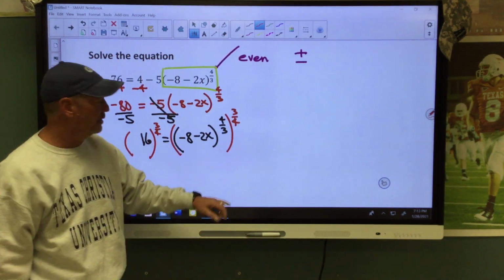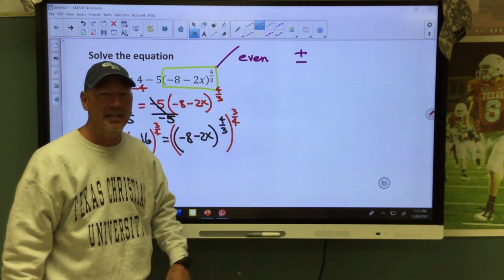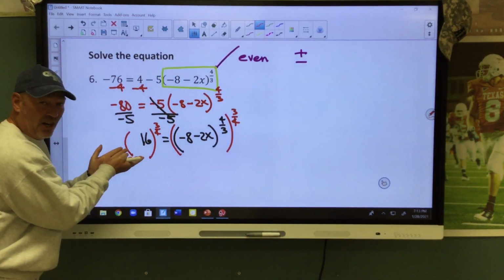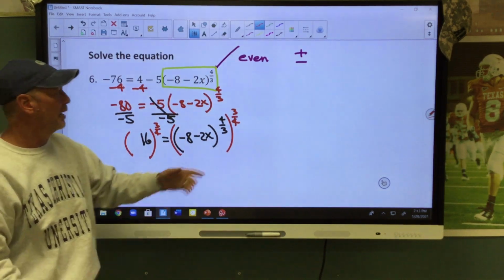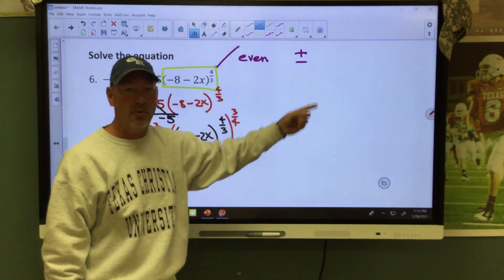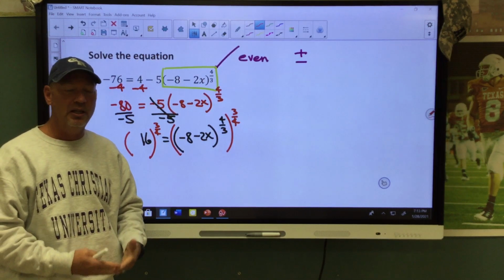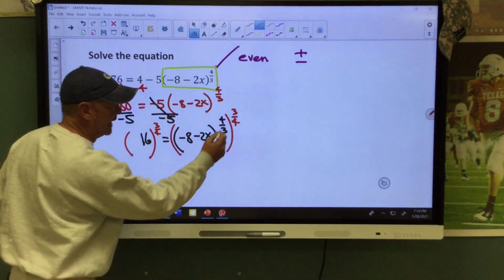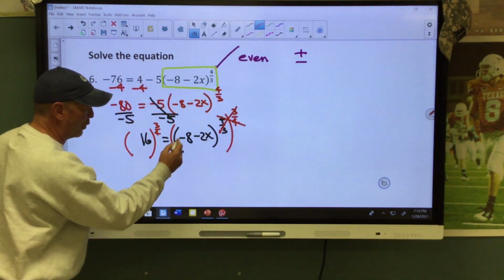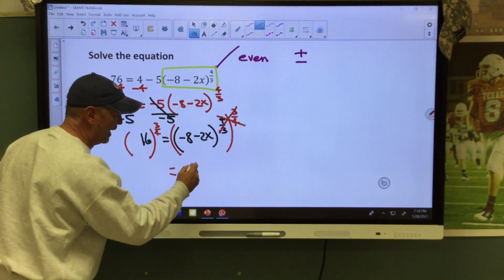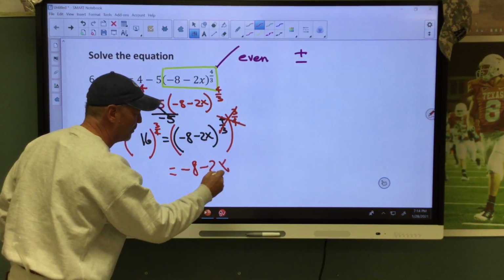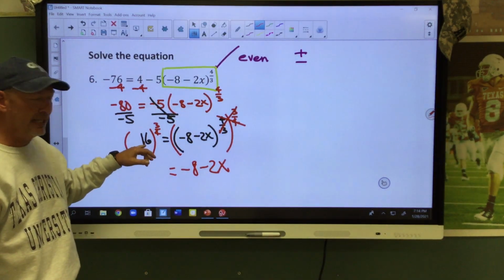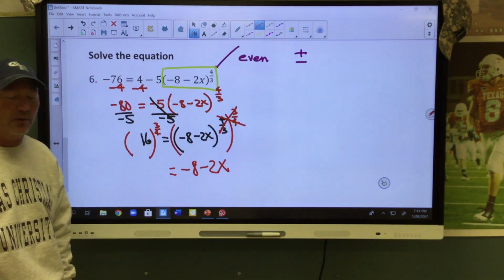But what you remember is now this 4 at the bottom is an even root. We are taking the even root. So that means when we put this in our calculator, I will get a positive negative number. When we take the even root, we end up with the positive negative version of that number. So this is going to cancel. This is going to drop out for me, and this is going to be negative 8 minus 2x. But I can't do this in my head. So I'm going to use my calculator of 16 raised to the 3/4.